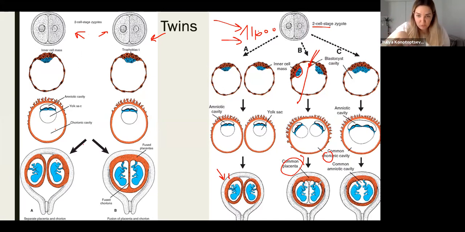The rarest one, the one that barely arises, is that you start separation at gastrulation stage. What is more important, splitting or gastrulation? What's more important? Gastrulation. Making the trilaminar germ disc is more important.